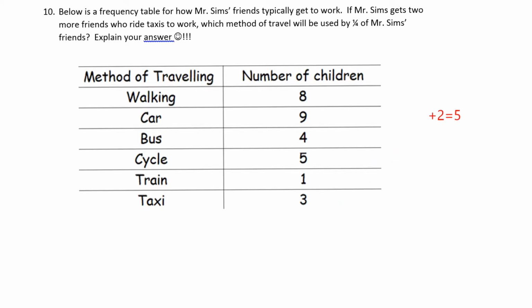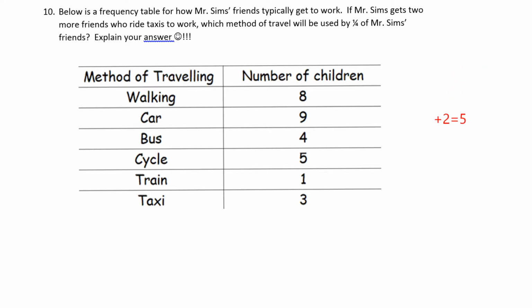And that's important because if we had omitted that, if we hadn't realized that we have to add those 2 friends, and we were to ask which method of travel was 1/4 of Mr. Sims' friends, then we would have said, well, we have 8, 9, 4, 5, 1, and 3, and we'd add those up. 3 plus 1 is 4, plus the 5 is 9, plus this other 9 is 18, plus the 4 is 22, so that would have been 30. So 1/4 of 30 is about 7.5 or something like that. Then we would have had to guess, is it the cycling or is it the walking? Anyway, it would have gotten messy.